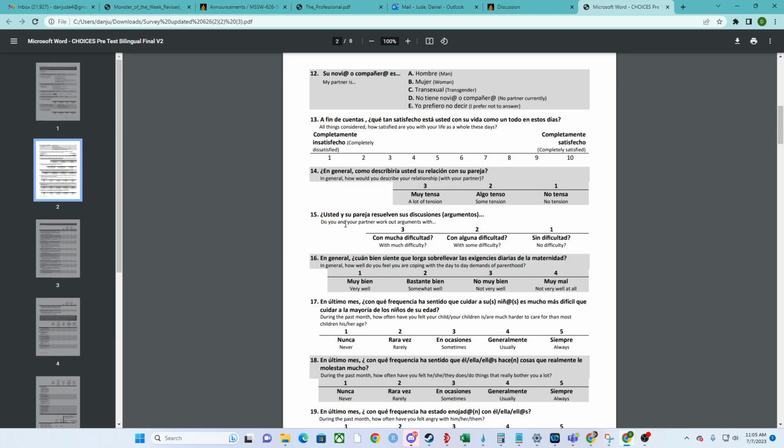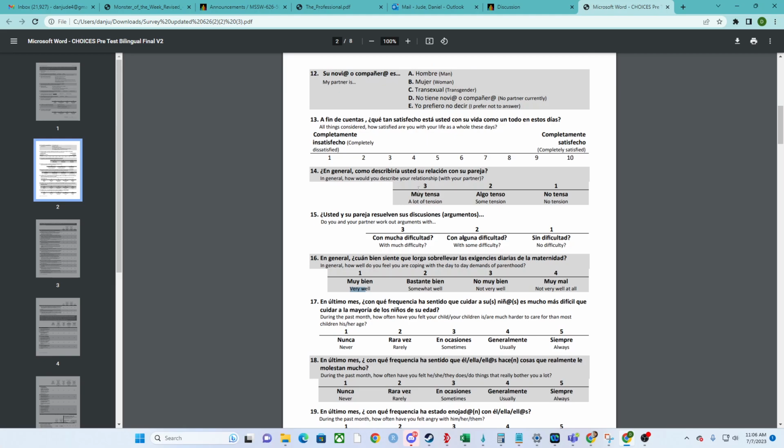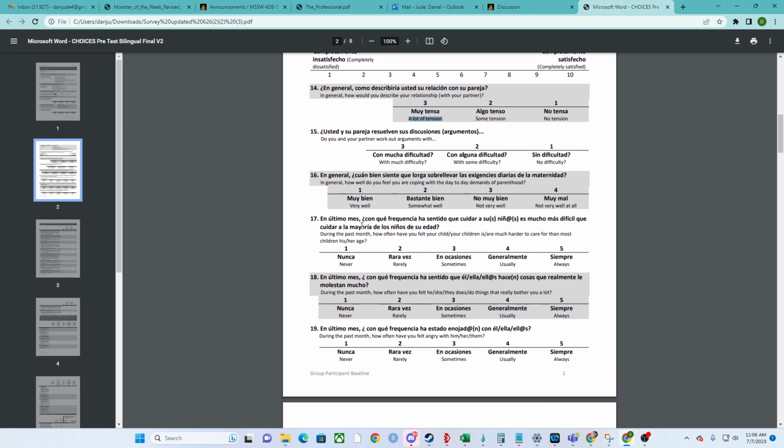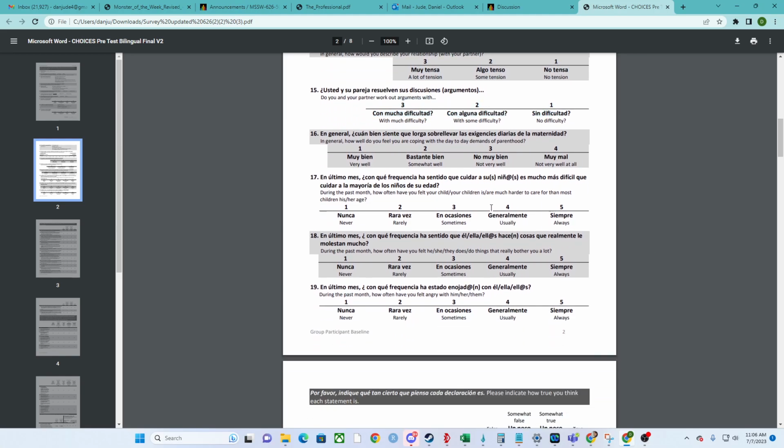So now we're going to go, do you and your partner work out arguments with 3, 2, 1, much difficulty, some difficulty, no difficulty? In general, how well do you feel you are coping with the day-to-day demands of parenthood? And for some reason, we switch gears again, with 1 being very well, but according to the other scales, 3 would be the a lot answer, but the a lot answer here is 1. And also, we've gone back to 1, 2, 3, 4 instead of 3, 2, 1. We've kind of swapped scales again.